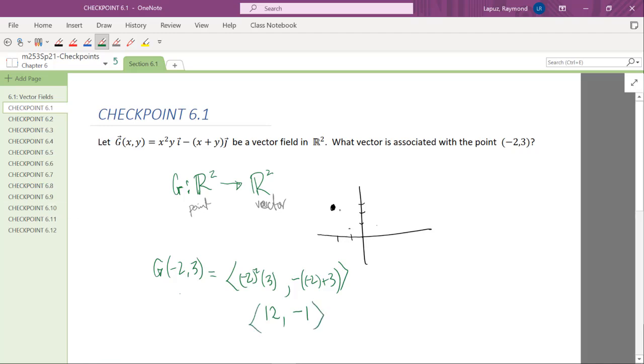So from this point, you would have a vector 12, 1. So it'll have a really slow slope. This is the vector 12, oops, it's a -1, so I think it needs to be going down. So a slight decline in slope. We have a 12, -1 vector. All right, so that's your output. That should be your vector associated with a point -2, 3.